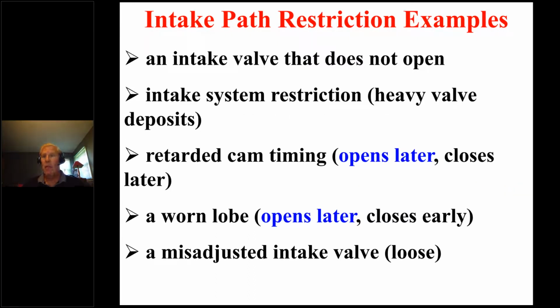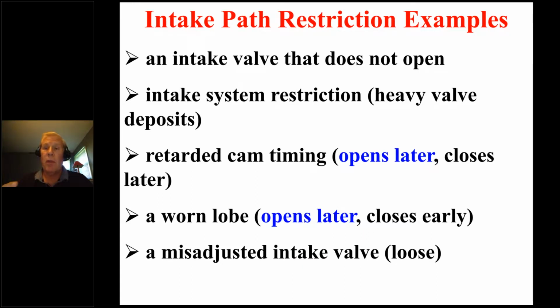Examples of an intake path restriction, I know you heard me say a couple, but the worst case scenario is the valve doesn't open. Heavy deposits is a possibility, not light deposits, heavy deposits. And unlike an exhaust path restriction, where an advanced cam could cause a problem, here it is a retarded cam, because when a cam is retarded, everything occurs later.